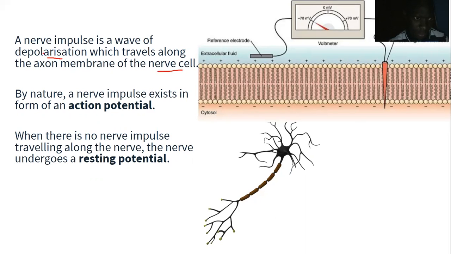Now, what do we mean by depolarization? This word depolarization comes from the word polar, and we know that in chemistry, for example, when something is polar, that is, there is an unequal distribution of charge within a given part.